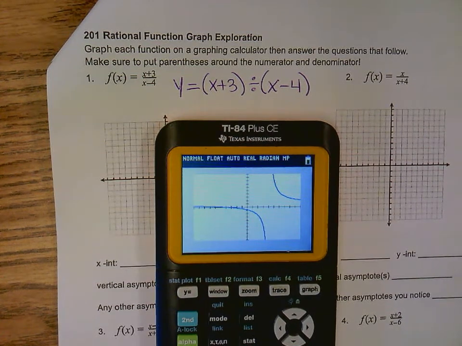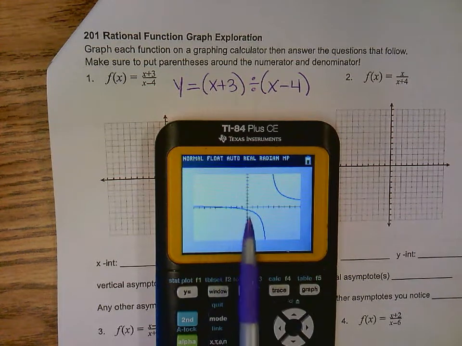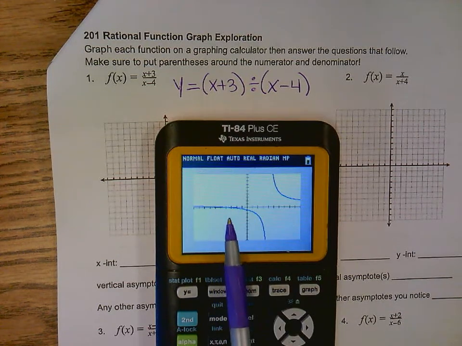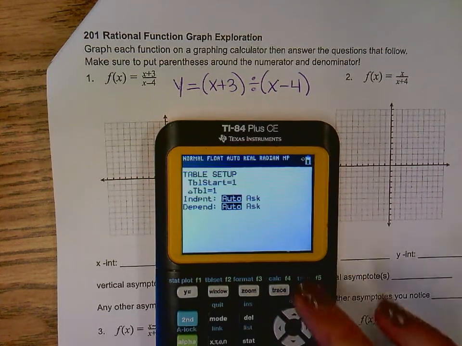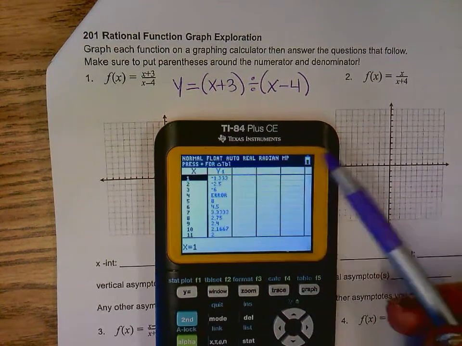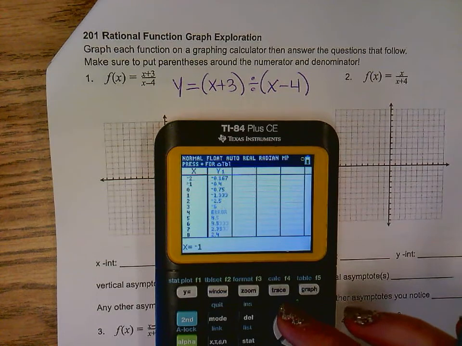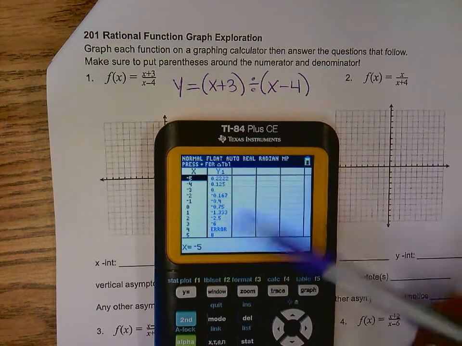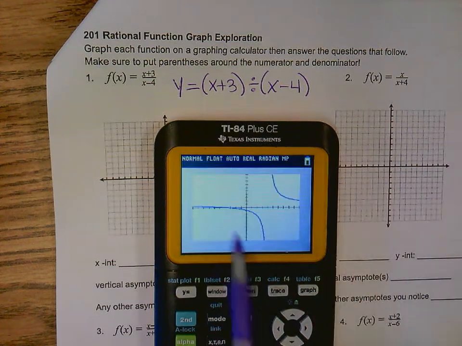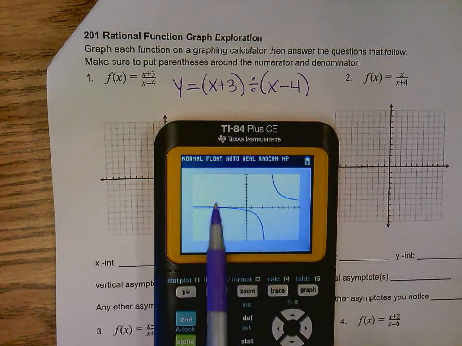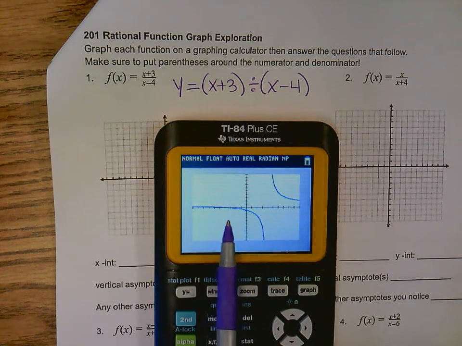So now it's kind of hard for us to tell what the intercepts are. If you want to just estimate, but I can find the x-intercept by going into the table. So second table setup, if I just go like 1 and 1, I should be able to see where my x-intercept is. See how it's at -3, 0 in my table? I could kind of tell in my graph it happened somewhere over here at like -2 or -3 or -4.